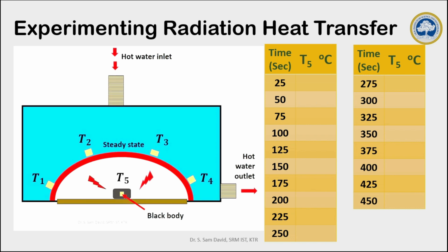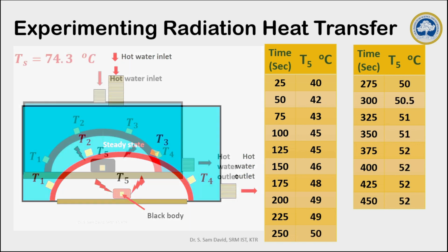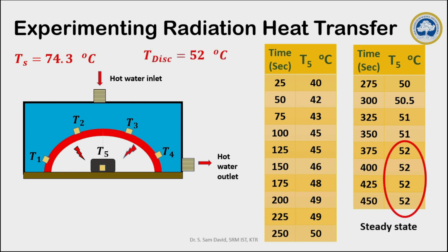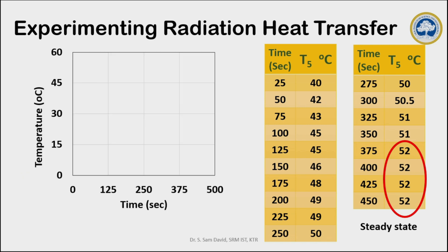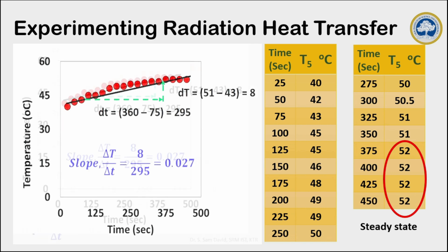To follow the change in the temperature of the black body, thermocouple 5 is noted down at a time interval of 25 seconds. We have to follow the temperature until it comes to steady state. Now we can see that the temperature change is almost saturated. So we can assume that 52 is the steady state temperature of the black body. Now we can plot this as a graph, time versus temperature, to identify the temperature gradient. The slope of this particular equation is the temperature gradient. We can use it for the further calculations.